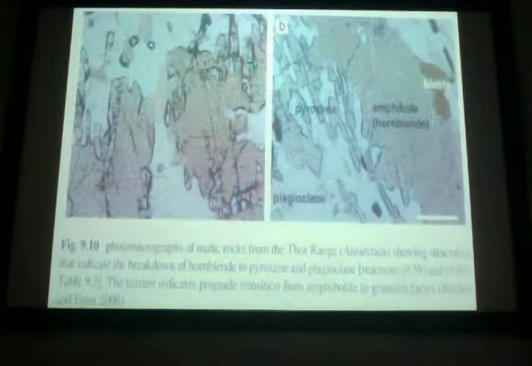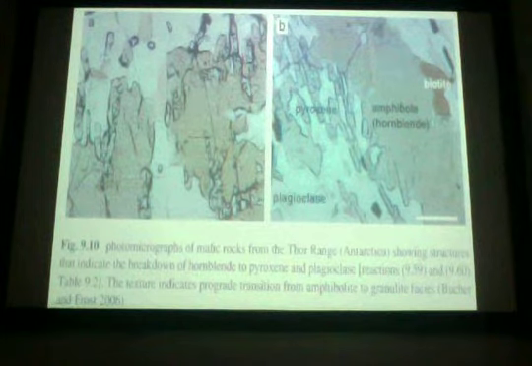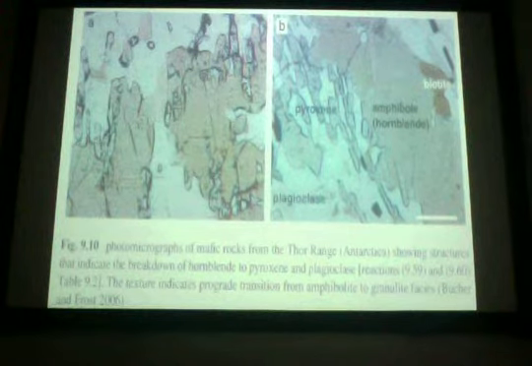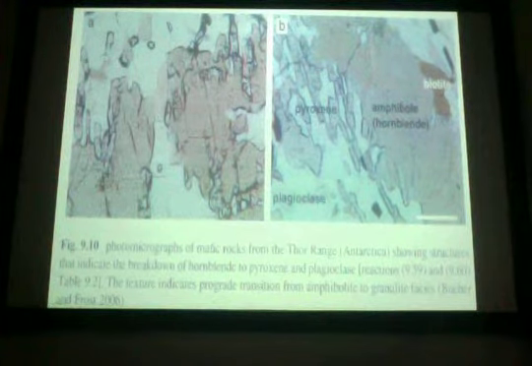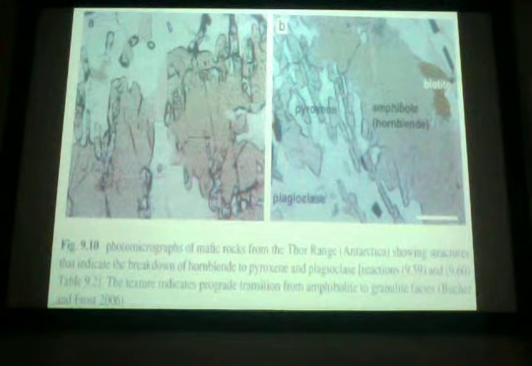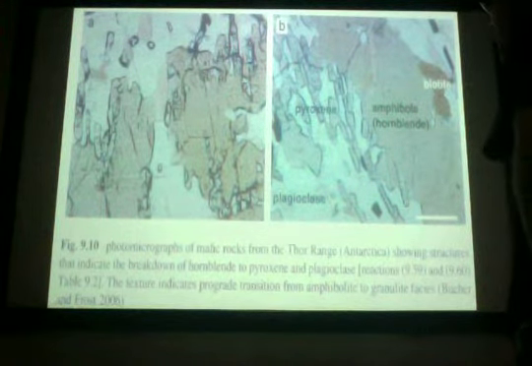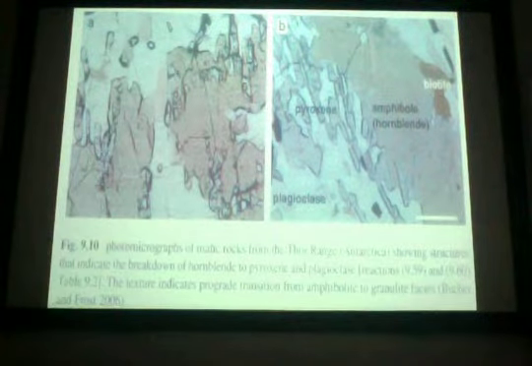So, next slide. That is then also something very nice. We have here photomicrographs of metamorphic rocks from Antarctica. In number A, we have the breakdown of hornblende, and we are forming pyroxene and plagioclase.